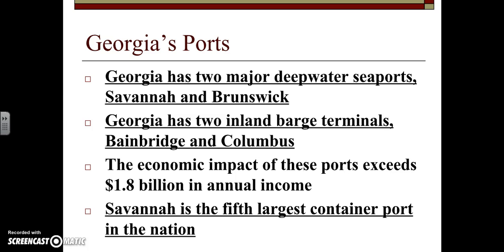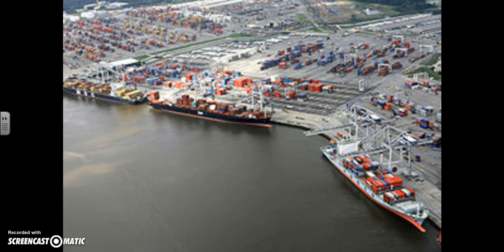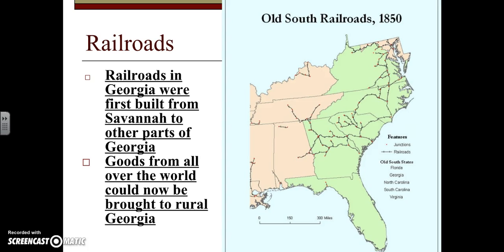For example, you go up the Apalachicola River, then in Georgia, when it changes to the Chattahoochee River, you can bring goods all the way from the Gulf of Mexico to the city of Columbus. That is the most northern port that you can actually bring large ships up the Chattahoochee River. Savannah is the 5th largest container port in the nation. So Savannah is very, very important as a port city along the Atlantic Ocean.